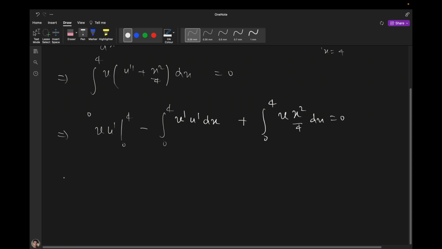And here, when you move this side, you will get integral 0 to 4 of v dash u dash dx equal to integral 0 to 4 of v x square by 4 dx plus v du/dx.